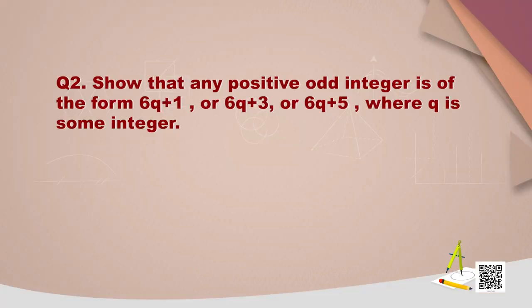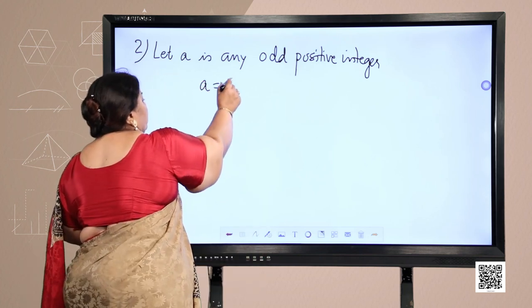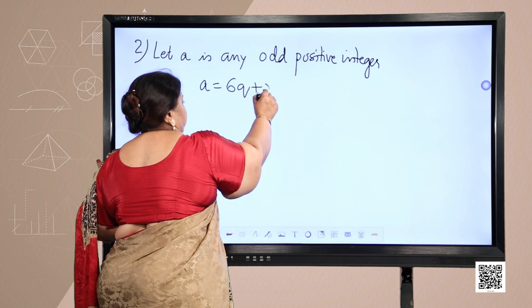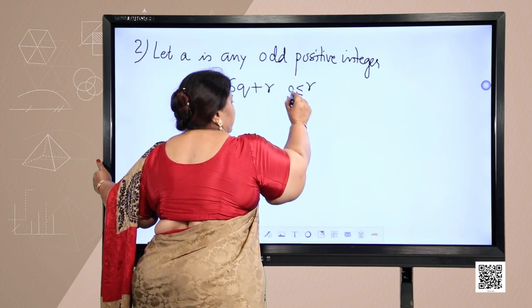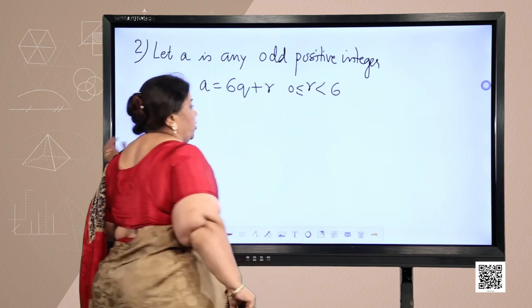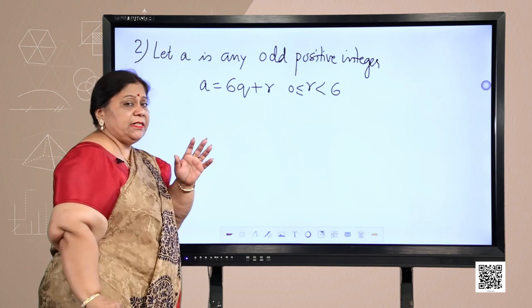Now let us see the second question, which says, show that any positive odd integer is of the form 6q plus 1 or 6q plus 3 or 6q plus 5, where q is some integer. Using Euclid's division lemma, I can write down a is equal to 6q plus r. Here r obviously will be greater than or equal to 0 and less than 6 because I am using 6 as the divisor here. So what are the possibilities?